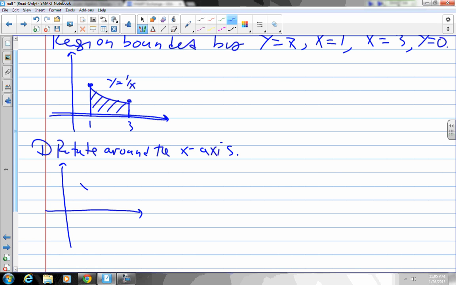So the picture here, you have this little region, and we'll just rotate around the x-axis, so you're going to get a nice little setup like that, right?